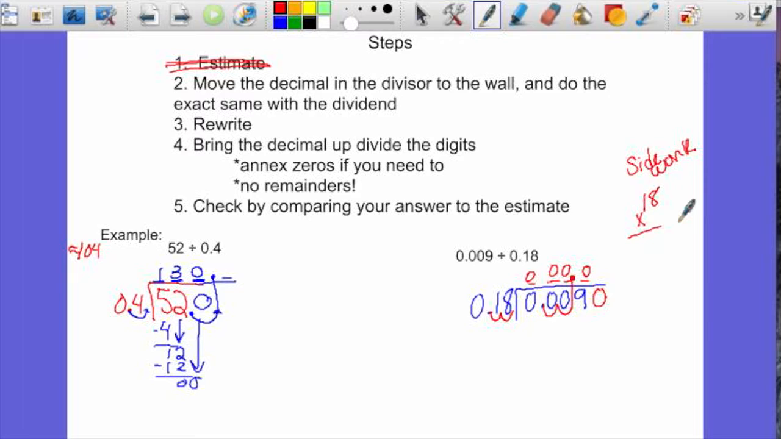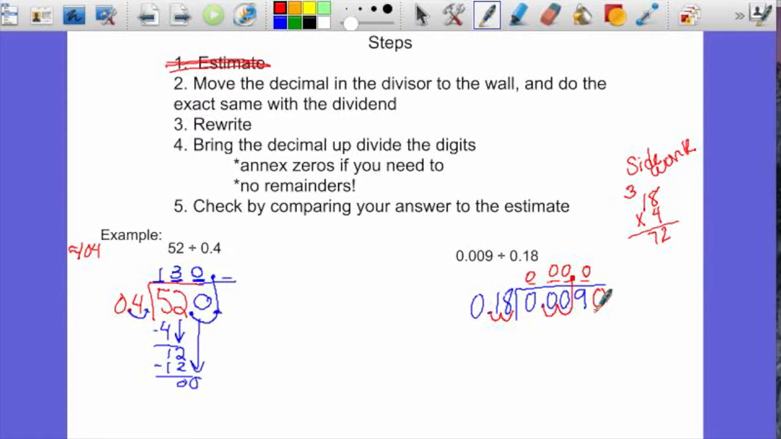18 times what's going to get me close to 90? Some of you might be thinking 4 or 5, or if you don't know, just start somewhere and get it figured out. So let's start with 4. 4 times 8 is 32. 4 times 1 is 4, 5, 6, 7. 72. Well, that's close to 90.